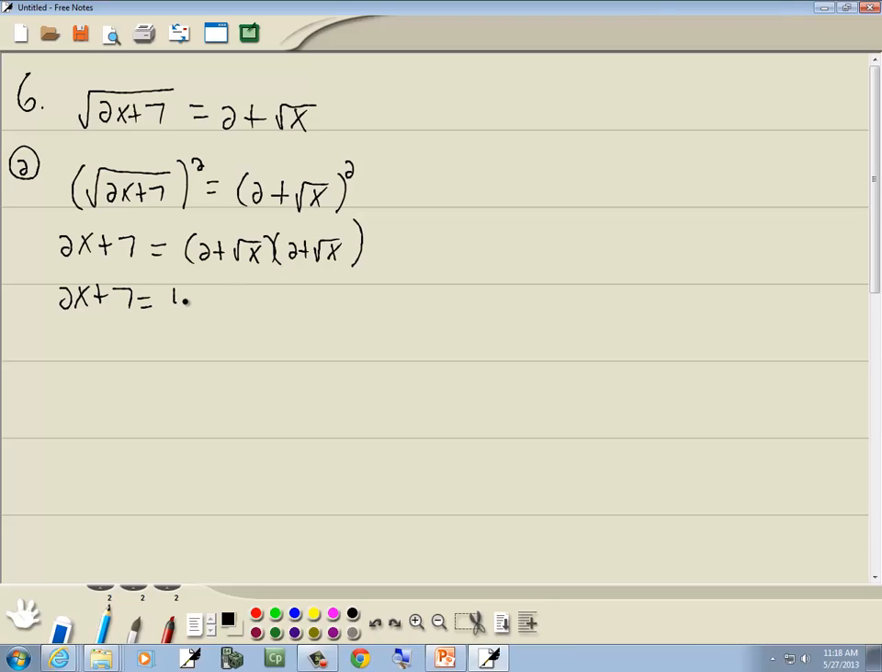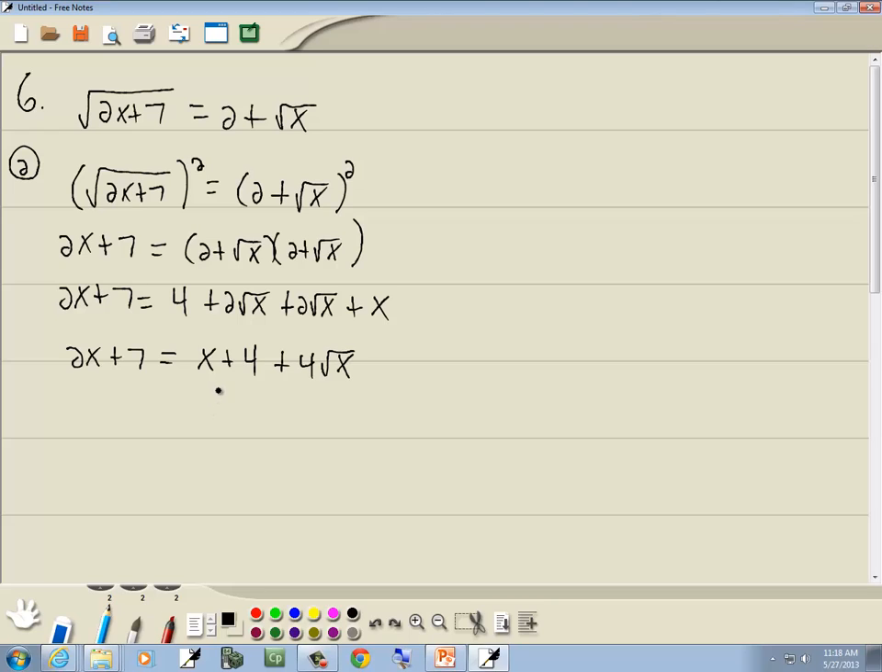2 times 2 is 4. 2 times square root of x is 2 square root of x. Square root of x times 2 is 2 square root of x. And square root of x times square root of x gives us x. Always combine together items that are alike. Let me put the x first, then the 4. And then we have 2 square root of x plus 2 square root of x. Since both of these are square root of x, I'll add the numbers that are in front of them. 2 plus 2 gives me 4 square root of x.